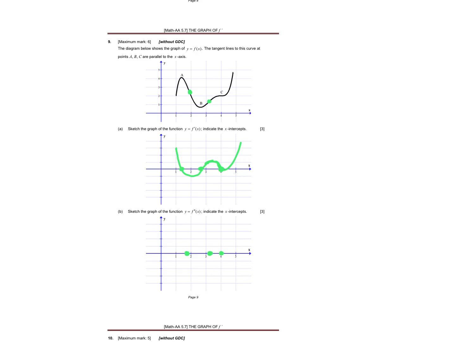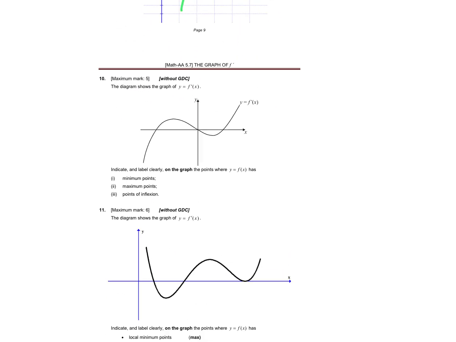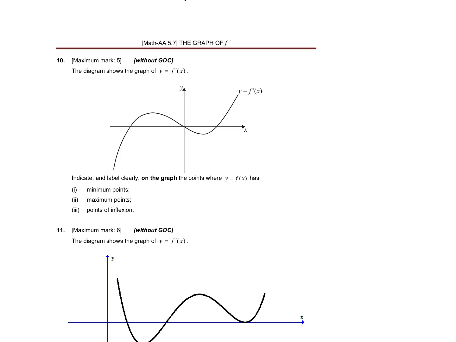So we have negative gradient. I'm looking now at A and treating it like it's f of x. So we have negative gradient up until 2, something like that. And then after 2, we have positive gradient to like here. Something like that. And then we have negative gradient until 4, and then we have positive. Something like that. All right, 10, the diagram shows the derivative.